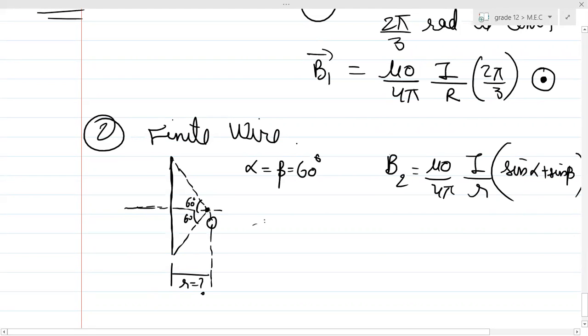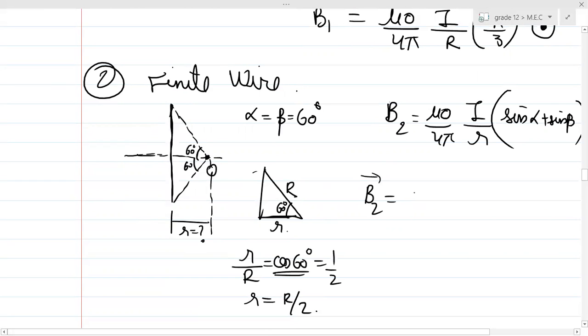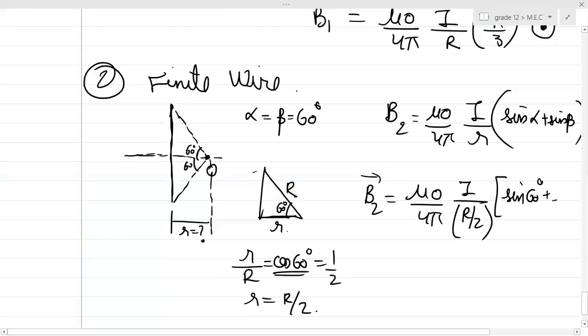How will we do it? Can you see this triangle, the upper one? This is 60 degrees, this is capital R and this is small r. So what is the relation between them? Small r by capital R is basically cos 60. And what is cos 60? 1 by 2. So small r is capital R by 2. So here in this case B2 will be equal to mu naught by 4 pi into I by (capital R by 2) into (sine 60 plus sine 60).